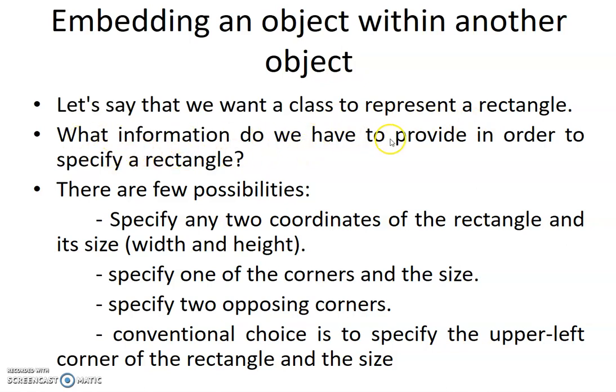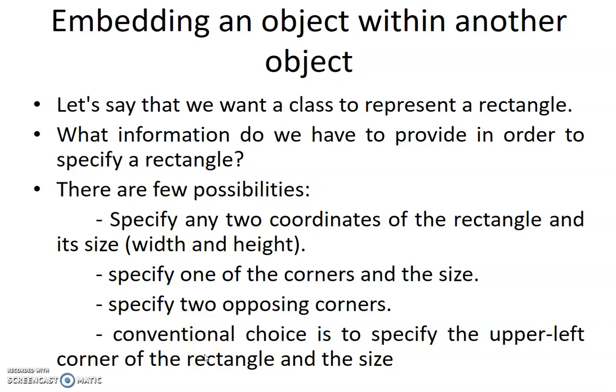So, what information do we need to provide in order to specify a rectangle? There are a few possibilities. The first is to specify any two coordinates of the rectangle and its size, the width and the height. Or specify one of the corners and the size, or specify two opposite corners. The conventional choice is to specify the upper left corner of the rectangle and the size.